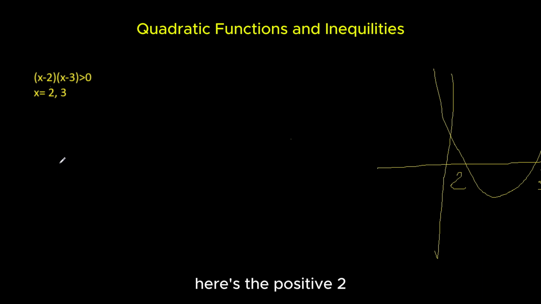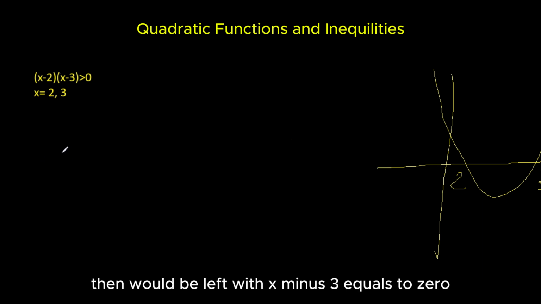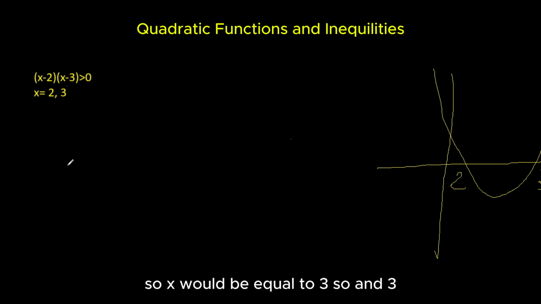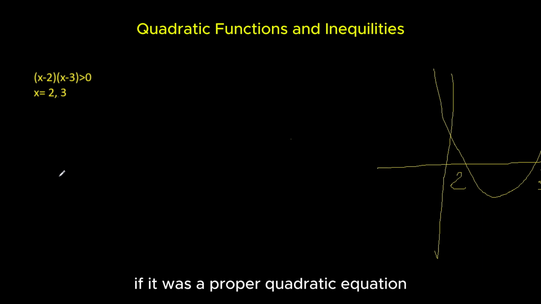Here's the positive 2, if it was a normal quadratic equation, the ones that you are probably used to. And if we divide both sides by x minus 2, then we'd be left with x minus 3 equals 0. And move the 3 over to the other side, so x would be equal to 3. So 2 and 3. Remember those. So now that you have these values of x, if it was a proper quadratic equation, what do you do with them? Well, these values represent the points at which the curve intersects with the x-axis. So this point is 2 for x and this point is 3.